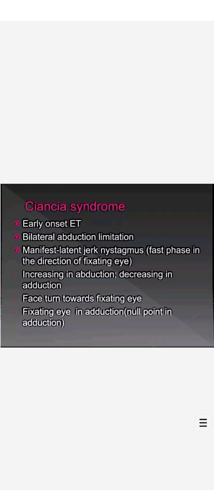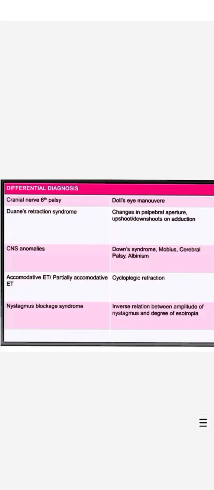Variants of essential infantile esotropia: blockage syndrome and lag syndrome. Blockage syndrome is early onset ET with bilateral adduction limitation, manifest latent jerk nystagmus, fast phase in the direction of the fixating eye, increase in adduction, decrease in abduction, face turn towards the fixating eye, fixating eye in adduction, null point in adduction.